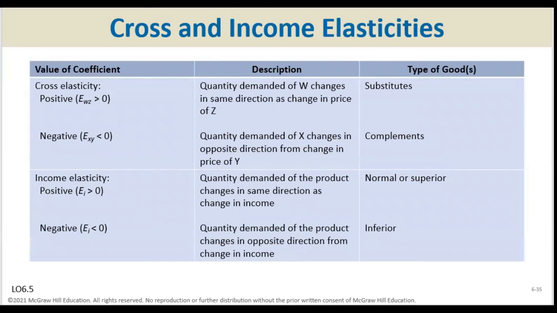This table summarizes the cross and income elasticities. You have the value of the coefficient here, the description, and here the type of good. In the case of income elasticity, a normal good is positive and an inferior good is negative. For cross elasticity, if it's a substitute, it's positive because the quantity and the price move in the same direction. If it's a complement, they move in opposite directions, and the cross elasticity coefficient is a negative number.